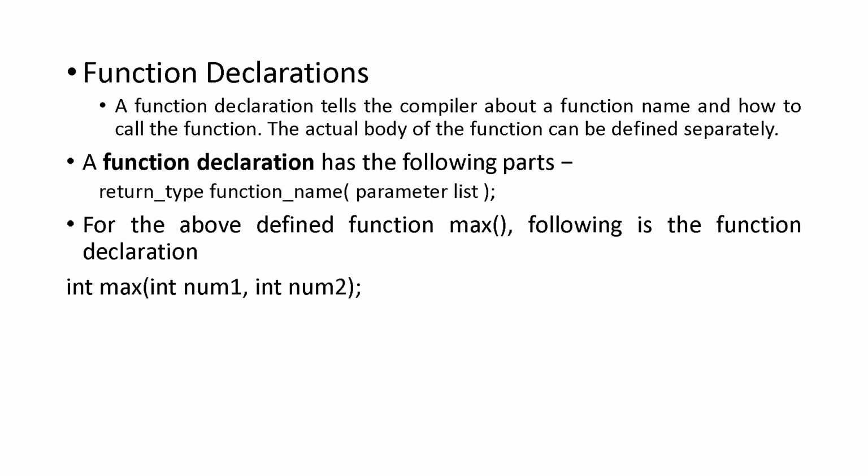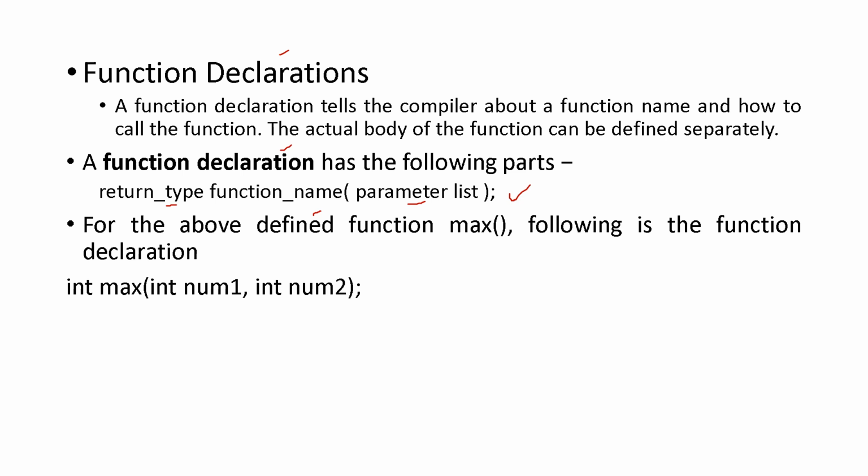Now we know how to define a function. Next is function declaration. A function declaration tells the compiler about a function name and how to call the function. The actual body of the function can be defined separately. Function declaration has the following parts: return type, function name and parameter list, and then semicolon. This declaration is given in the main portion. That is, in the main section, you are declaring it.